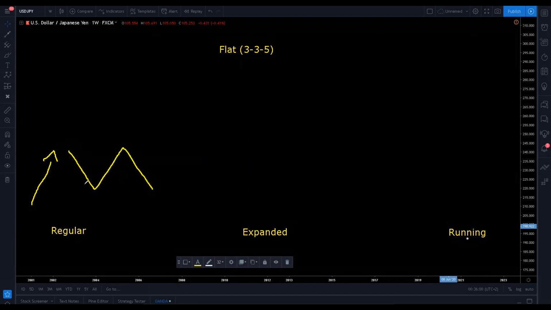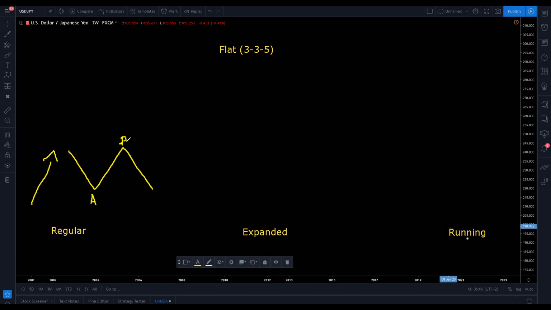So you have your A, you have your B, and then you have your C. The characteristics of a regular flat is that B is at the same level as the beginning of wave A, and then wave C is at the same level as wave A.